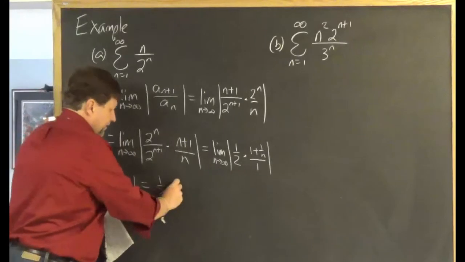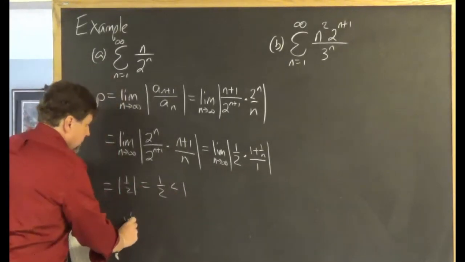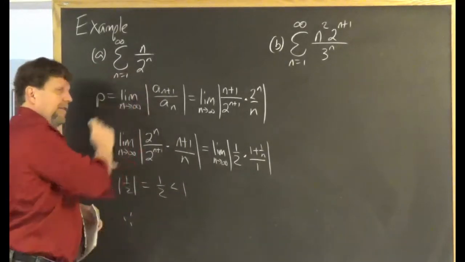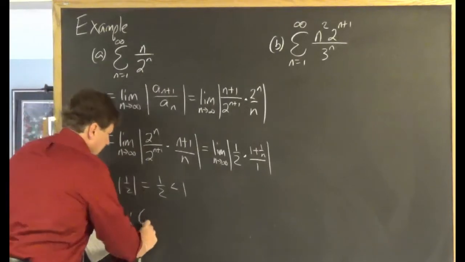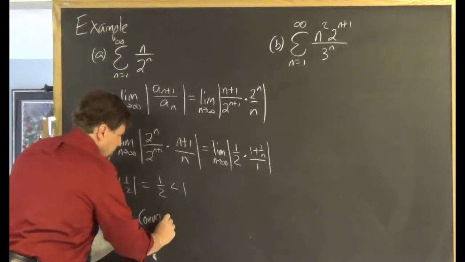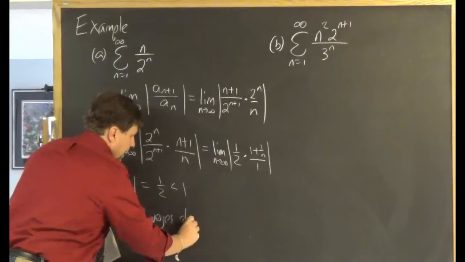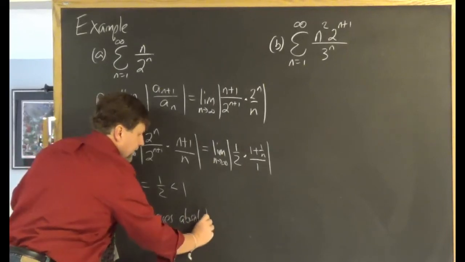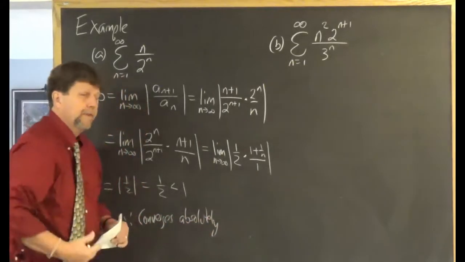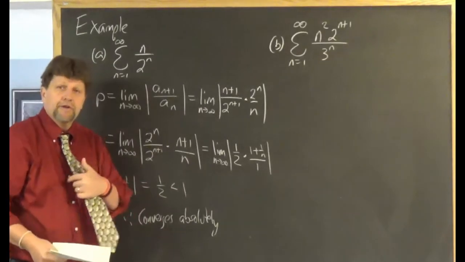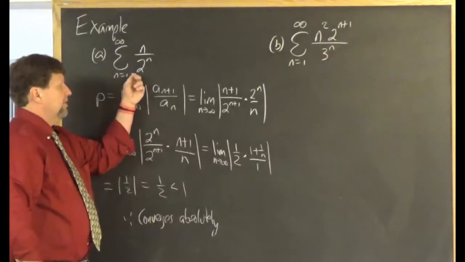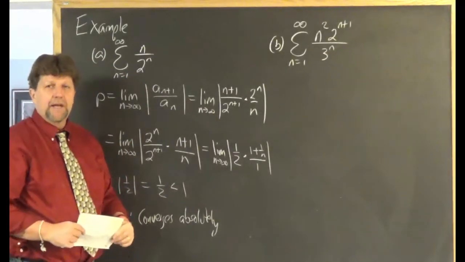1/2 is most definitely less than 1. So our conclusion, this series converges absolutely. Remember, if it converges absolutely, it has just regular old convergence as well. The ratio test tells us that series converges absolutely.